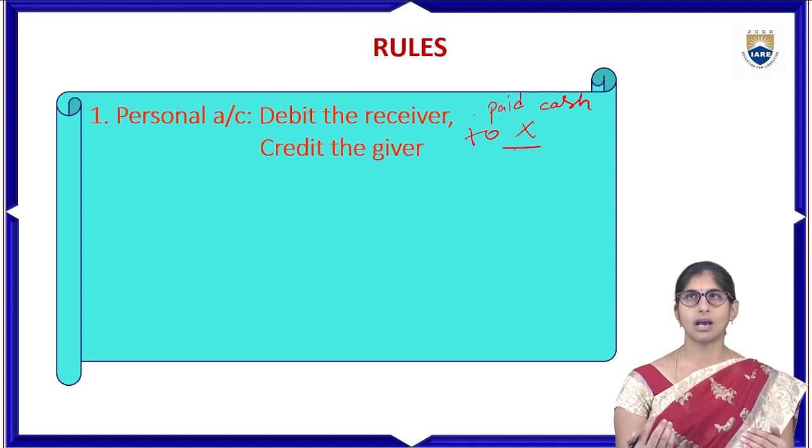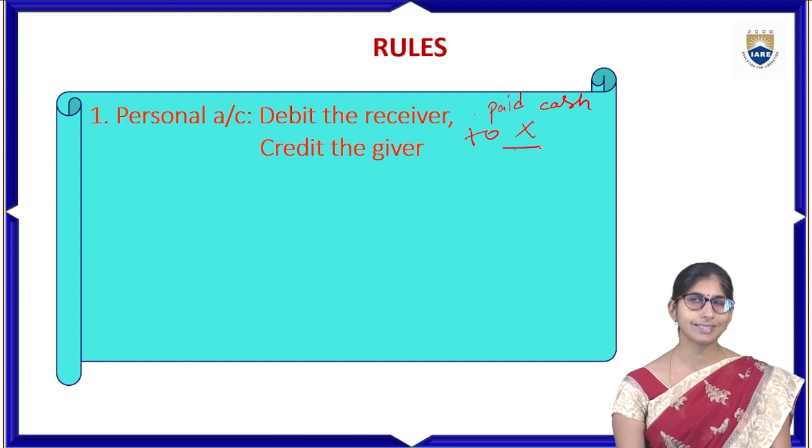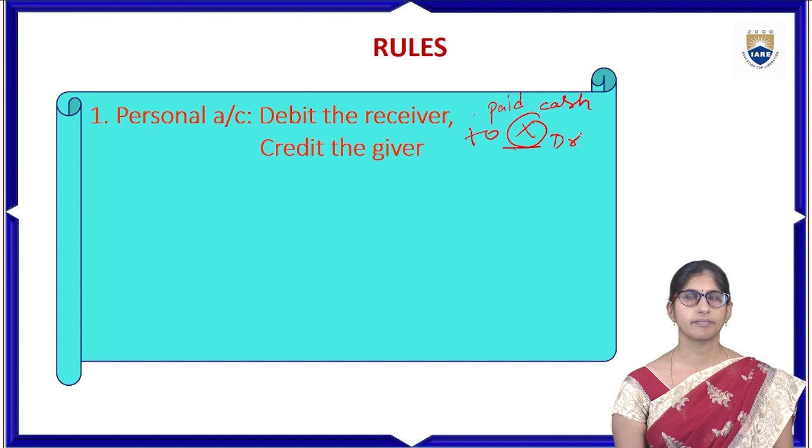Okay. So now, paid cash to X. Is X a receiver or giver? We have to identify now. We are paying cash to X, so X is receiving that cash. X is a receiver. So we have to debit this X.